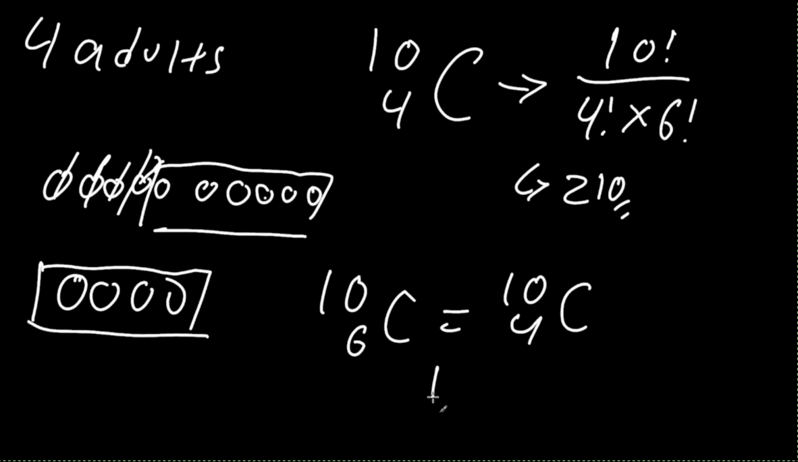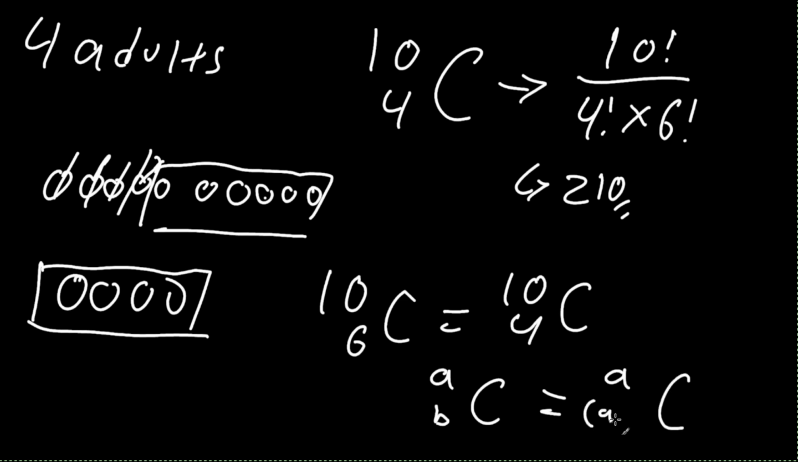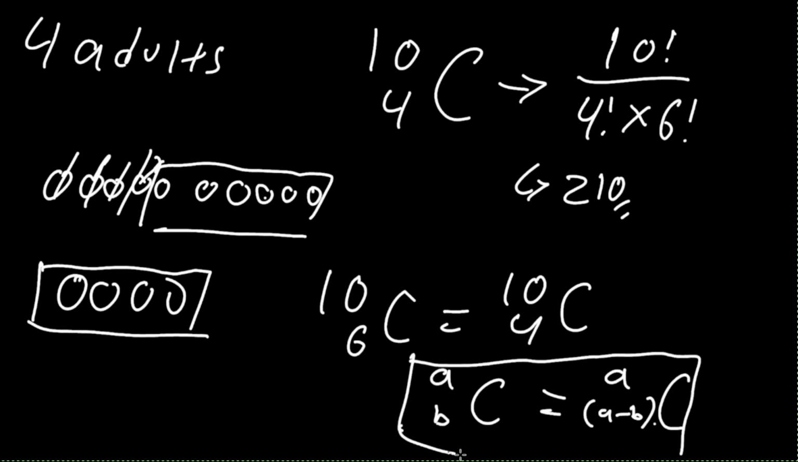Or in other words, ACB is equal to AC(A minus B). So here's the first rule.